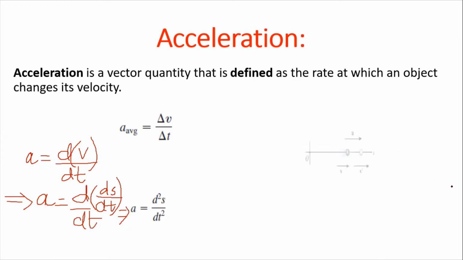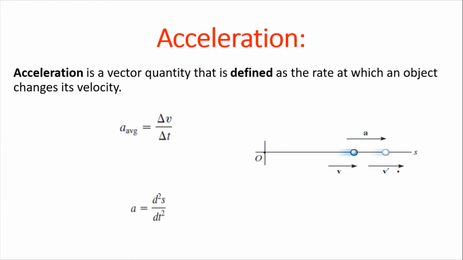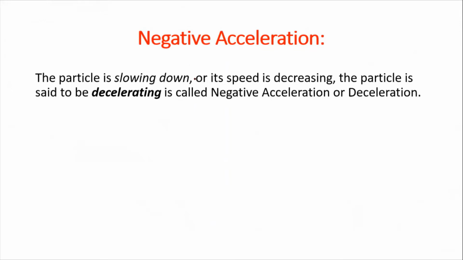So this is the way to solve it, and this is why we say d square s upon dt square. And you can see in this diagram, if a particle is moving from one point to another and its velocity is changing from v to v dash, it becomes acceleration, with its direction towards the right side. But if its direction is towards the left-hand side, what does it mean? Negative acceleration. The particle is slowing down, or its speed is decreasing. The particle is said to be decelerating; this is called negative acceleration, or deceleration.